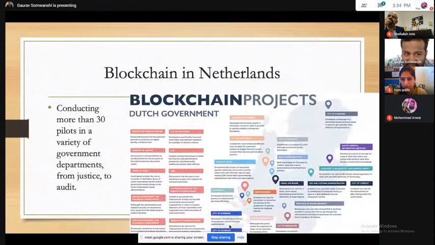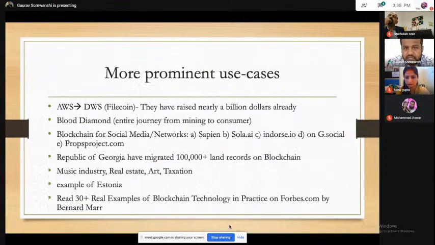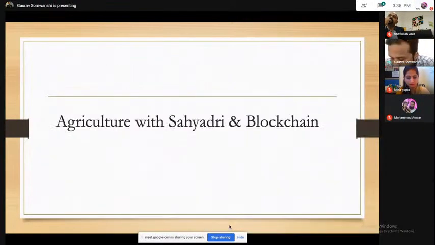Similarly, Netherlands has been doing the same thing. They are very aggressive. Almost every country has some department which exists in a government, and chances are that they would be doing some kind or the other pilot over there. Now, I'll just try to explain a little bit more on my project with the farmers.